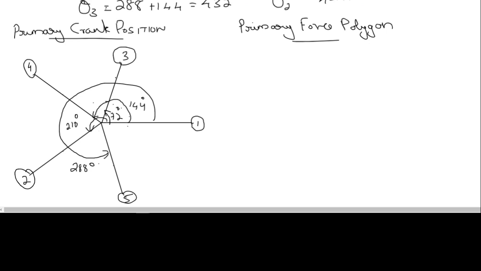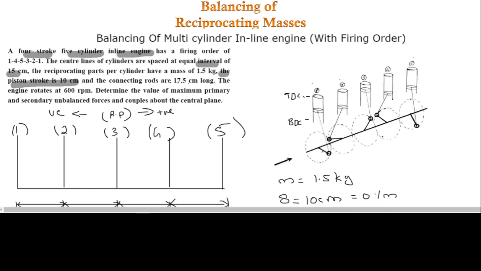In the question it is asked to determine the value of maximum primary and secondary unbalanced forces and couples about the central plane. Because central plane is 3, that's why we have taken it as reference plane. I forgot to mention that because it is asked to find out about the central plane. Central plane is 3, that's why we are taking 3 as the reference plane.